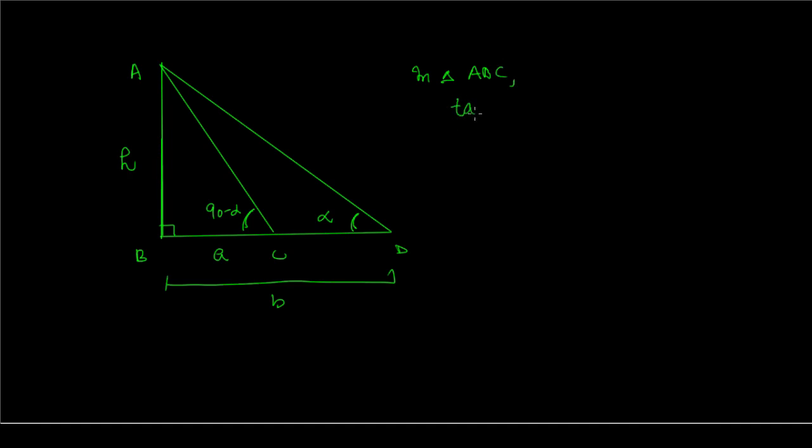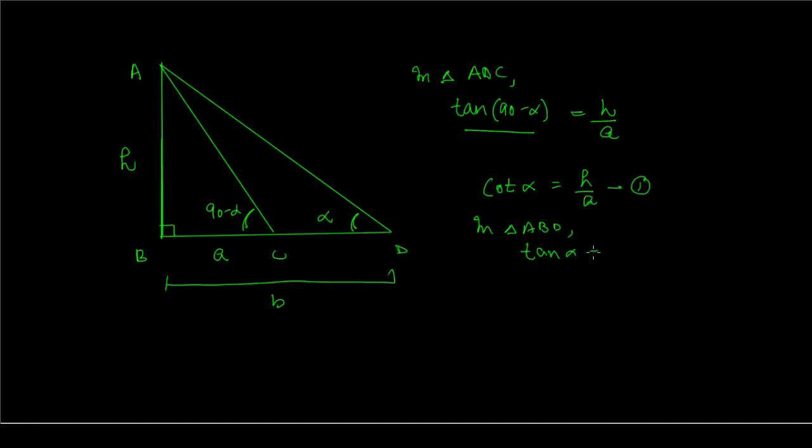So in triangle ABC, tan of 90 minus alpha is going to be equal to H by A. Now you know tan of 90 minus alpha is cot alpha, right? Remember from trigonometry, cot alpha is H by A. This is equation 1. Then in triangle ABD, tan of alpha will be AB by BD. So AB is H, BD is B. So tan alpha is H by B, equation 2.